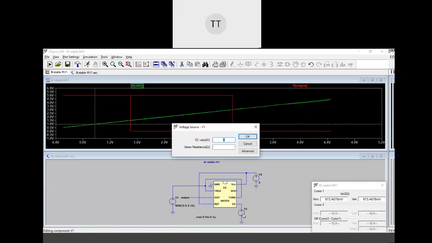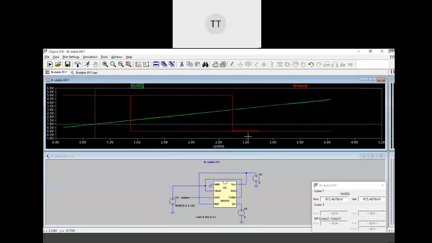Fine. Suppose I change this to 2 volts, what will happen? The threshold will change. So VTH will be 2 volt and VTL will be 1 volt. When it exceeds VTH, 2 volt, it will go to 0. So now it's happening at 3 volt, now it will shift to 2 and 1. Correct? Shall we run it?